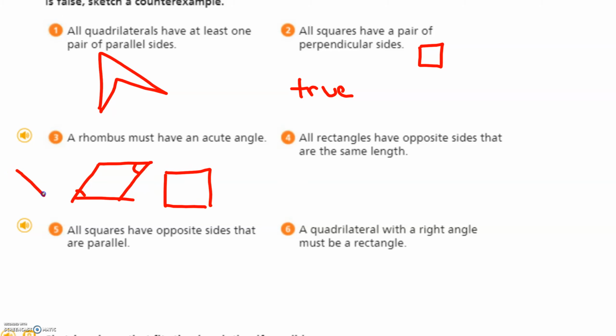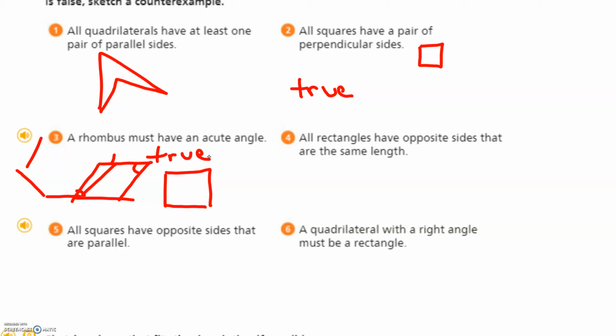So we could try one with an obtuse angle, right? But we either end up with more than 4 sides or we end up with an acute angle. So that one is actually true.